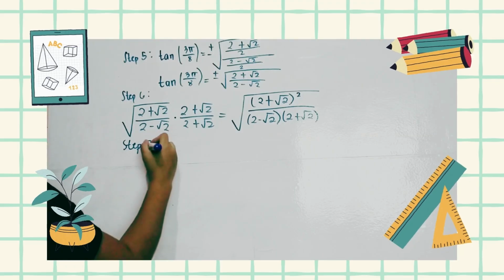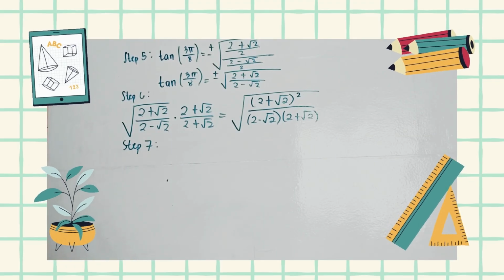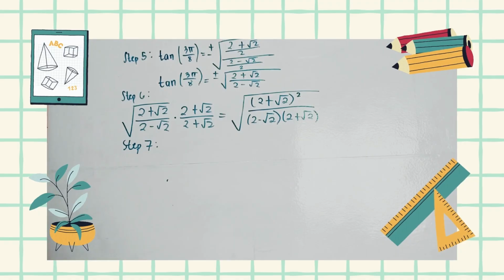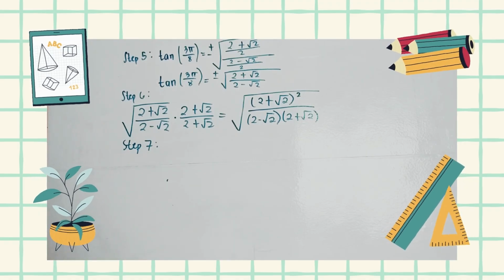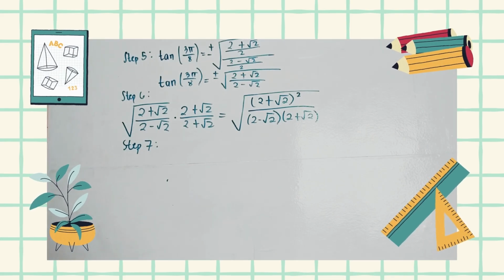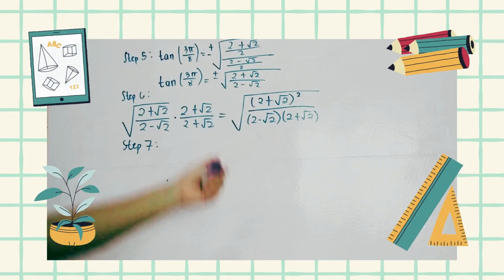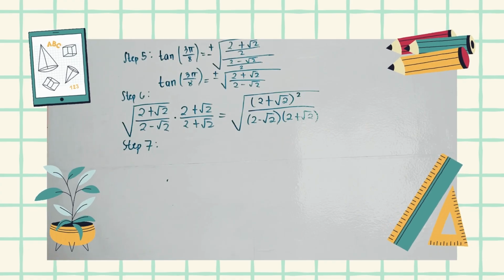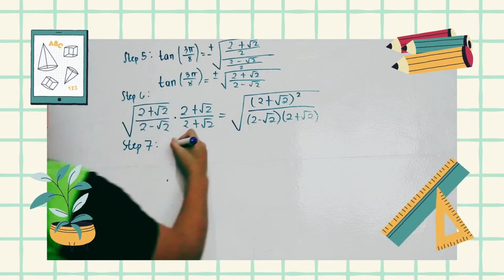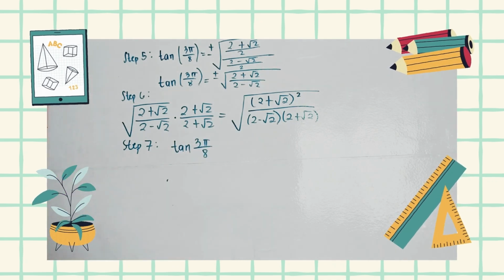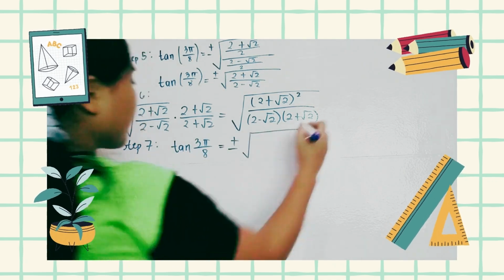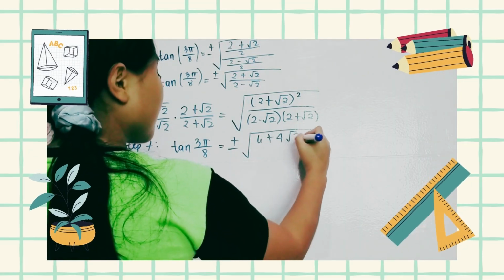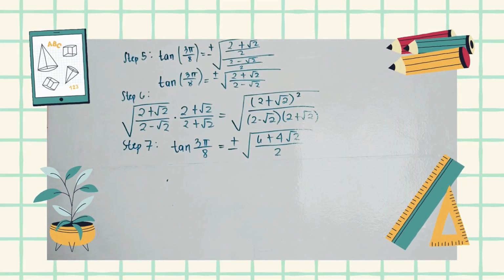Step 7, let us expand both numerator and denominator. So for the numerator, 2 plus square root of 2 all to the power of 2 is equal to 6 plus 4 square root of 2. While for the denominator, 2 minus square root of 2 times 2 plus square root of 2 is equal to 2. Now let's plug in those, and we have here, and then split the fraction.